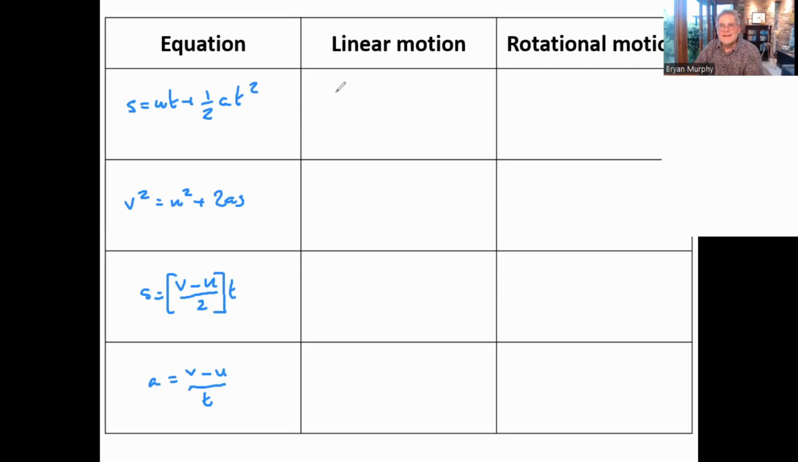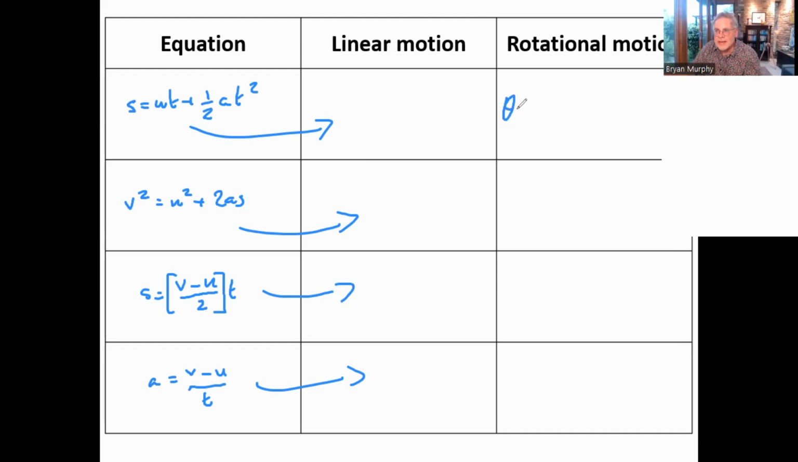Okay, the linear motion equation is that. So all of these should go over there. All of those should go there. And I don't know what goes in the left-hand column. I can't remember why I did this table. Who cares? Now, I'm going to do the equivalent rotational motion equation.